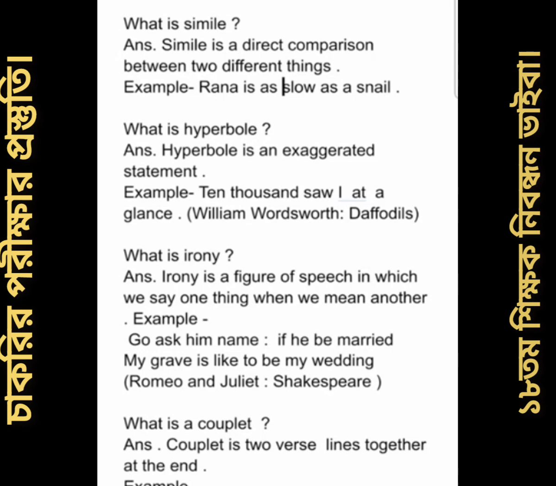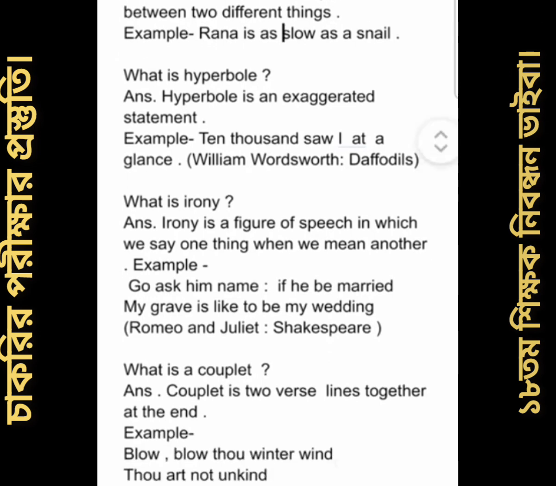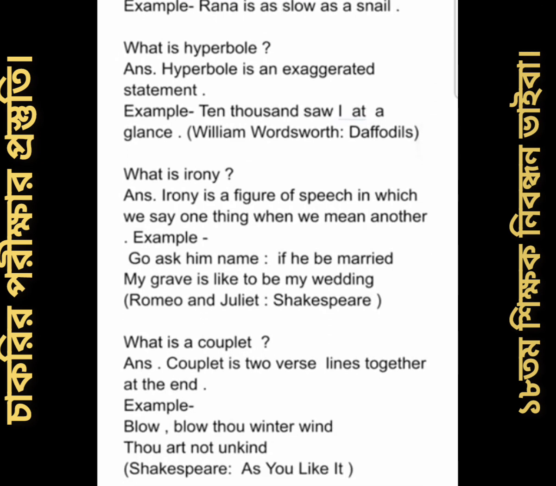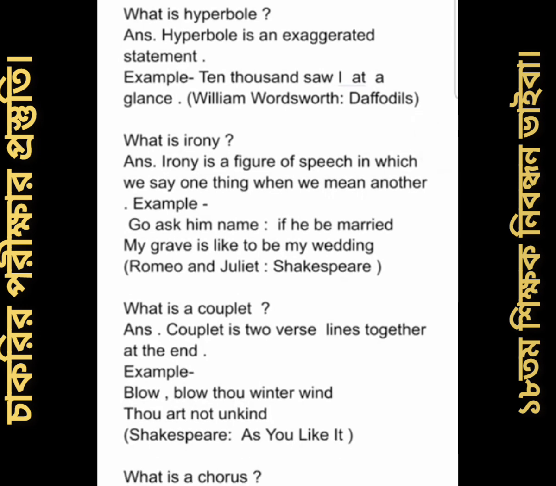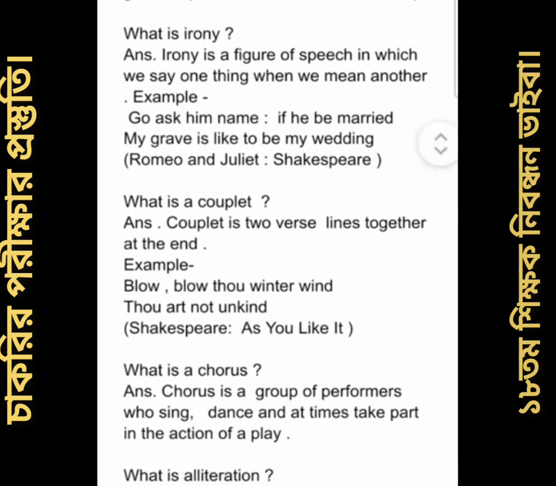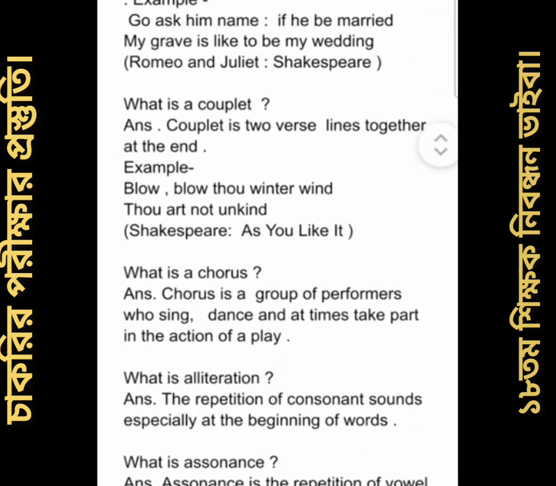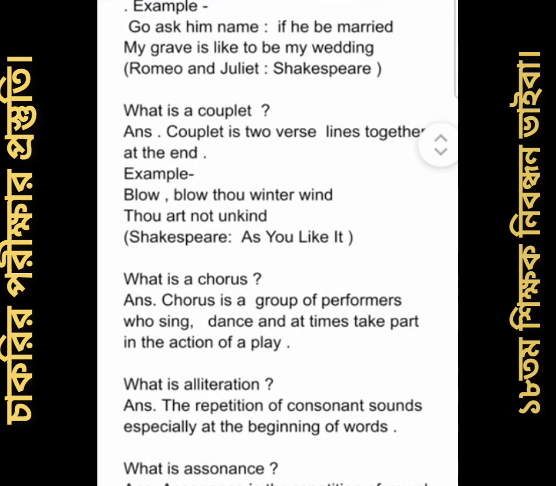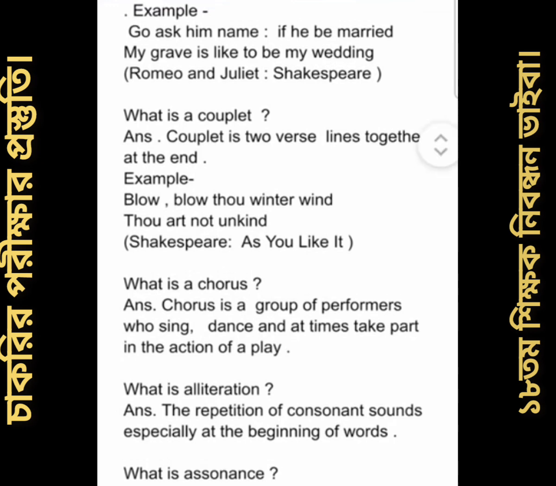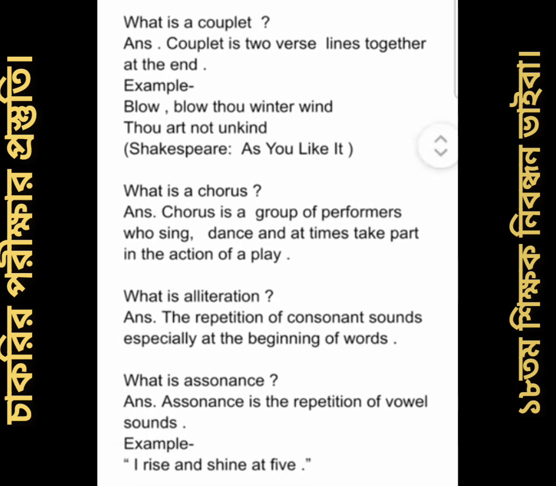What is hyperbole? Hyperbole is an exaggerated statement. Example: Ten thousand saw I at a glance, from William Wordsworth's Daffodils poem. What is irony? Irony is a figure of speech in which we say one thing when we mean another. Example: Go ask his name. If he be married, my grave is like to be my wedding bed. It's from Romeo and Juliet, Shakespeare's play.